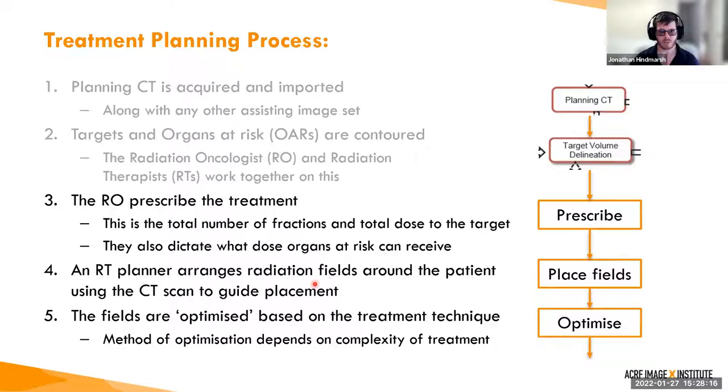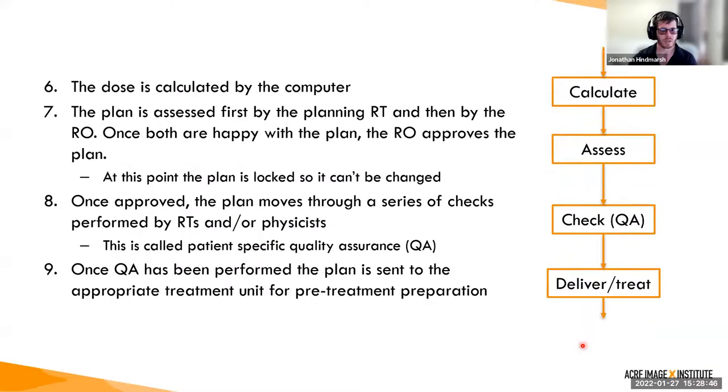Then a radiation therapist will take that prescription, apply some fields to the patient on the CT scan, and then optimize the placements of those fields or the technique, with many other methods of optimization, to get an appropriate treatment for the patient that meets the radiation oncologist's prescription or gets as close to it as possible. The dose is calculated. Radiation planning and dose calculation could be a whole lecture of their own, so I'm not going to go into them except to mention that it happens.